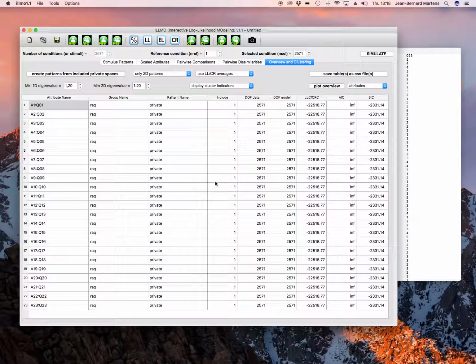So we've read the data into ILLMO. So there's 23 attributes, and we look at the overview page. And one of the options being offered is the option to create patterns from observations, which is the same as clustering. So first we do traditional clustering, which is actually 1D clustering, and the relevant parameter is the minimum eigenvalue, which we set to 1 in this case, after which we can run the clustering.